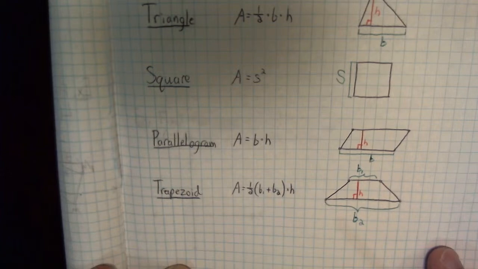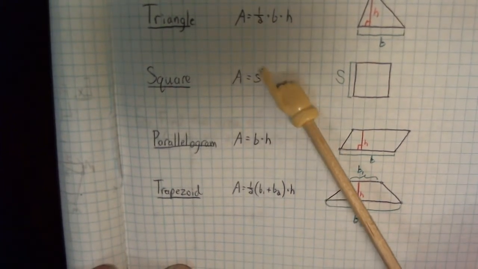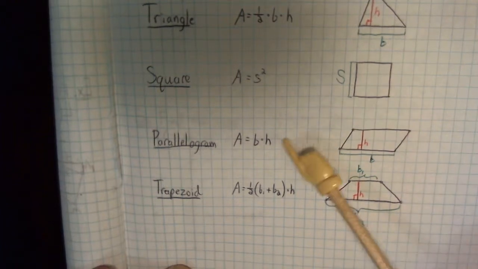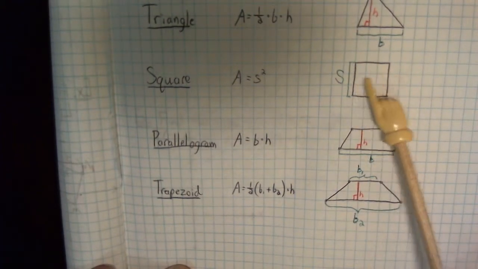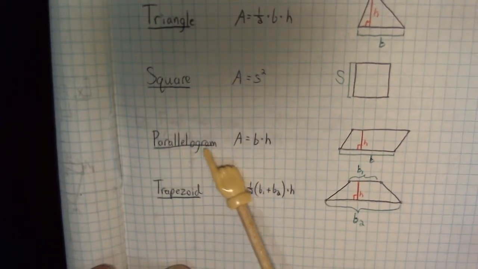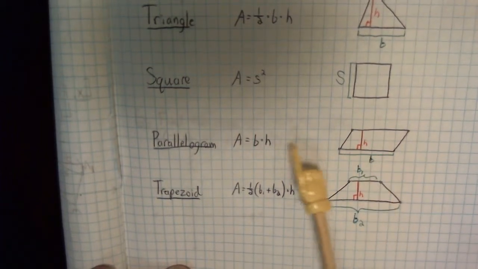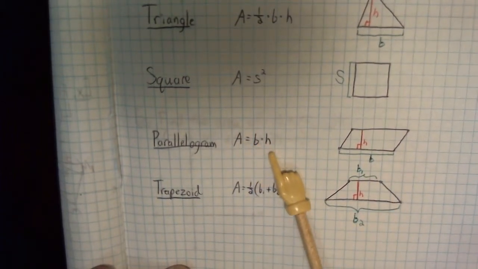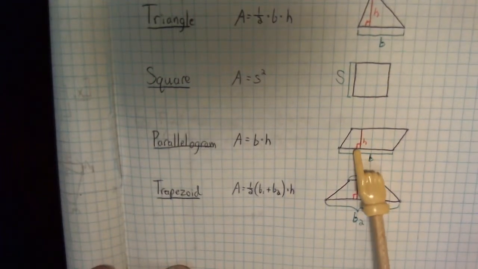The next shape is a square. The area for a square is the side length squared. That's why they're called squares. Makes sense. So we find the length of one side and square it, we'll get the area. Parallelogram. Parallelograms cover rhombus and rectangle as well as a strictly parallelogram. And you'll notice area is base times height. Again, our base and our height are perpendicular.